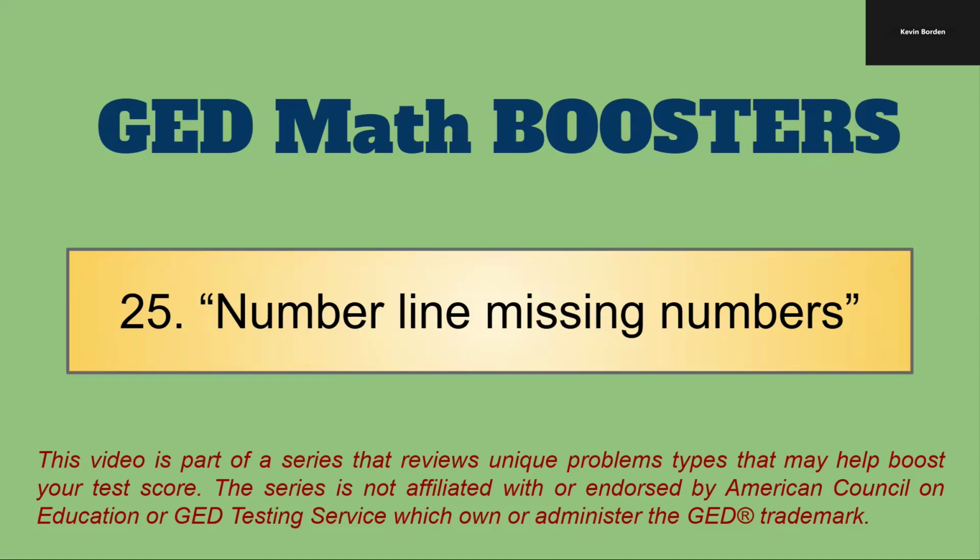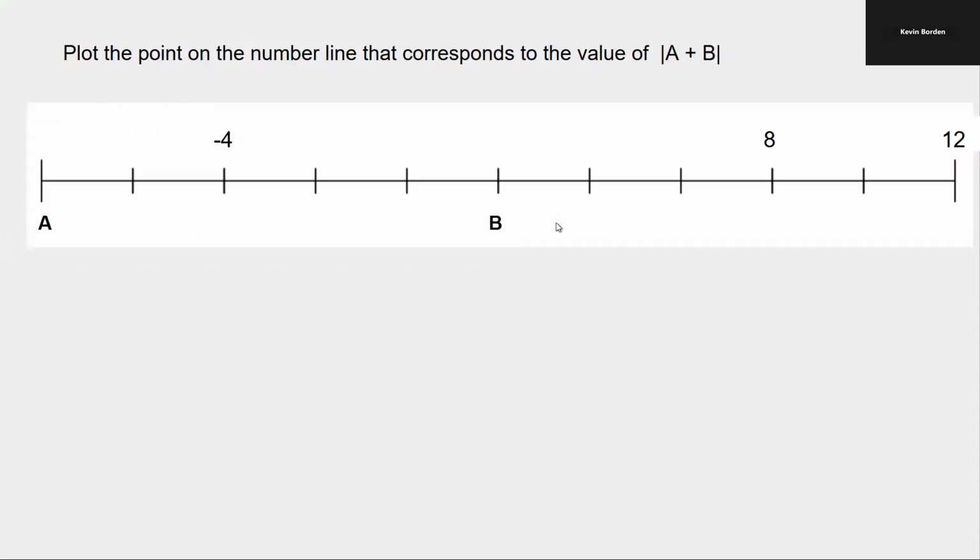The topic of today's problem involves a number line with missing numbers. Plot the point on the number line that corresponds to the value of the absolute value. That's what those straight lines mean. Absolute value of A plus B.